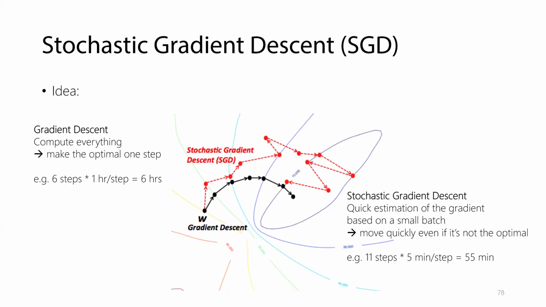Here's just a hypothetical scenario, so don't take it as is. But here's a more rigorous scenario where we compute everything and then compute the gradient and make everything accurate, and then find the optimal, rigorous, exact gradient, and then make one step.